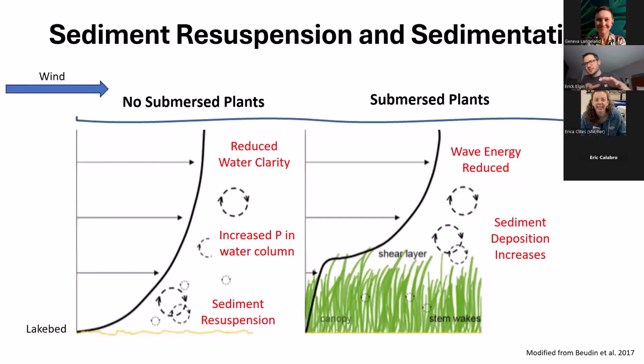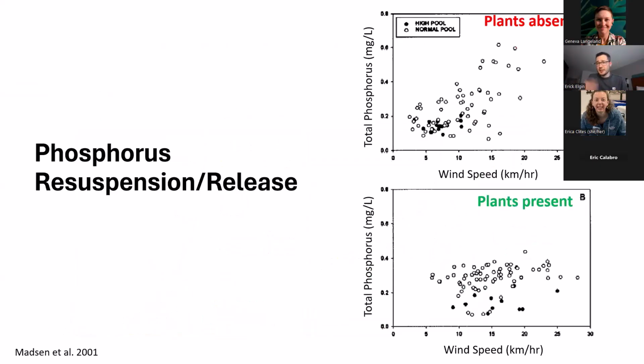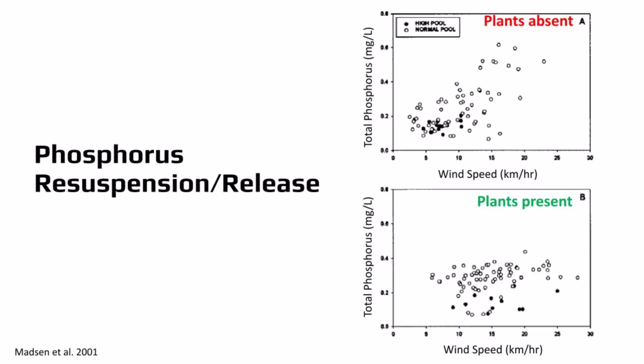But then when you get into these large plant beds, it can clear up considerably because all these particles are falling down into the plant bed. And so now it's reducing sediment resuspension and increasing sedimentation, which both mechanisms improve water clarity in lakes. There's a cool study that looked at this.